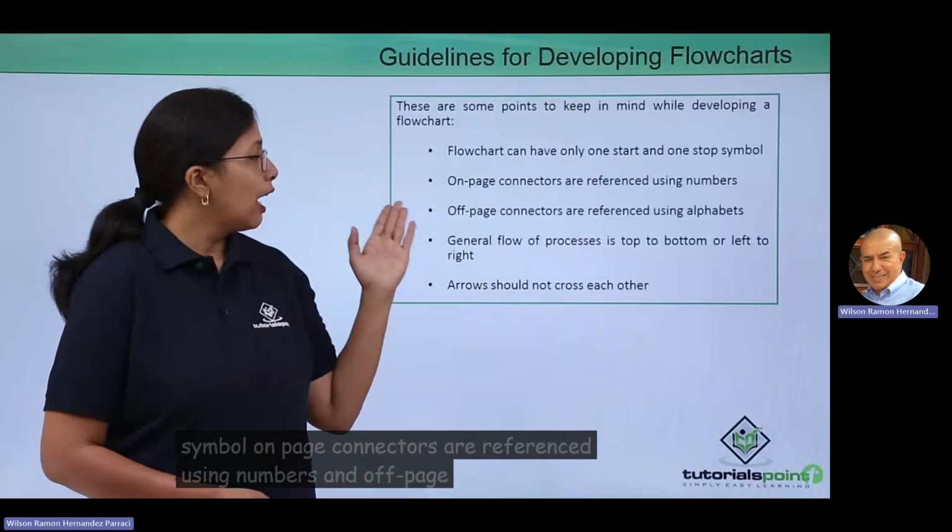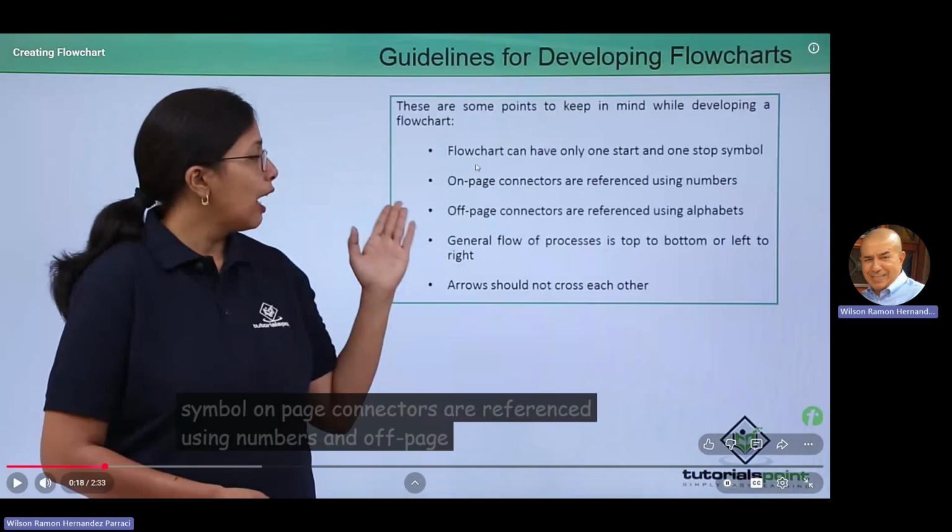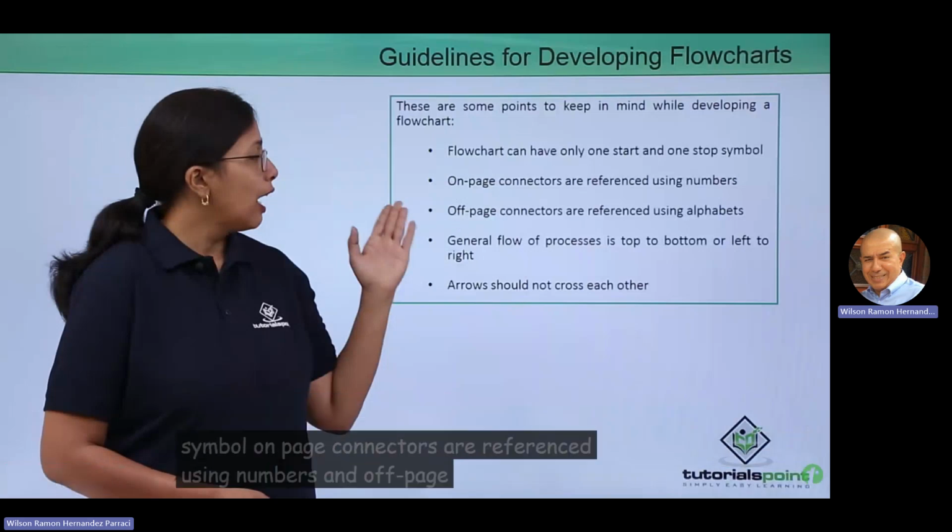I want you to pay close attention to what she says, these bullet points, the steps she's telling us. For instance, the first one: a flowchart can have only one start and one stop symbol, okay? They cannot have different start symbols or different stop symbols. One start and one end, no more. Be careful with that, please.